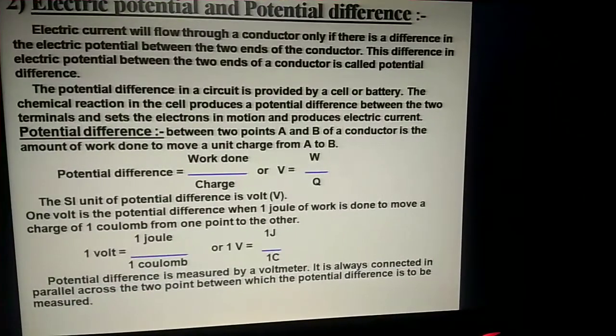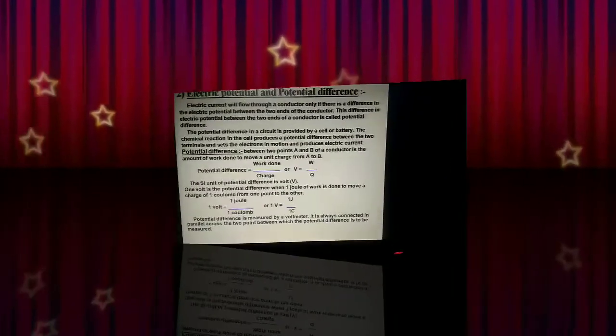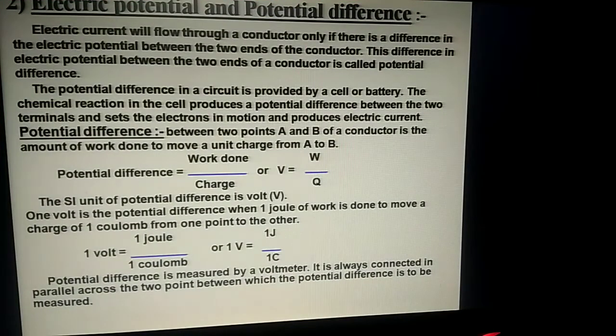In detail, electric current will flow through a conductor only if there is a difference in the electric potential between the two ends of the conductor. This difference in electric potential between the two ends of a conductor is called potential difference. The potential difference is provided by a cell or a battery. The chemical reaction in the cell produces a potential difference between the two terminals and sets the electrons in motion and produces electric current in the conductor.